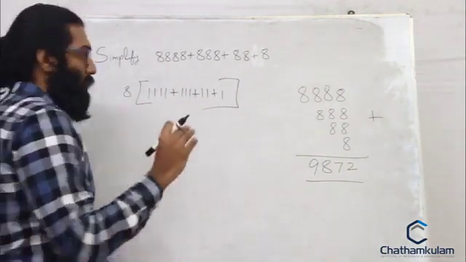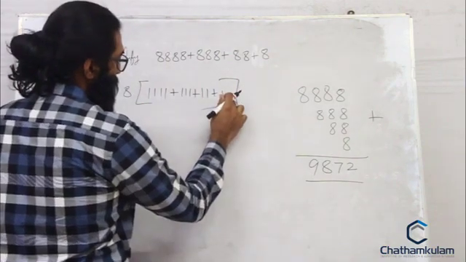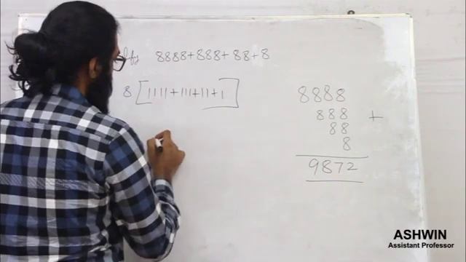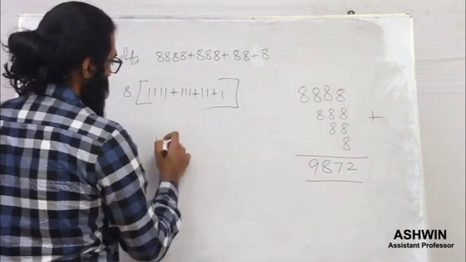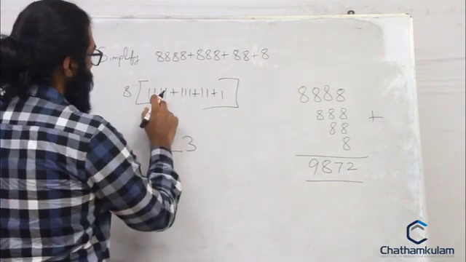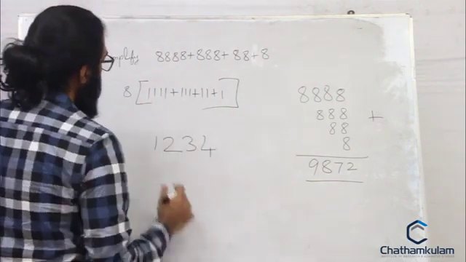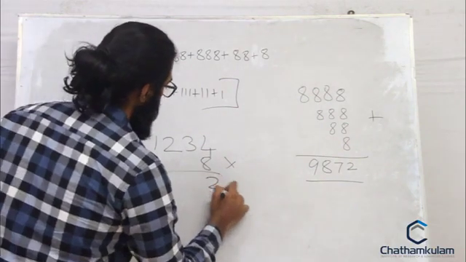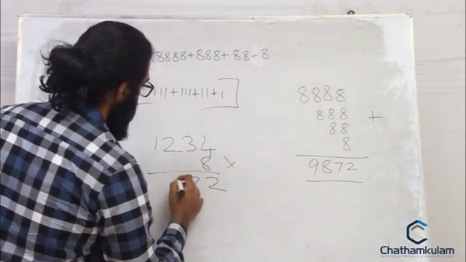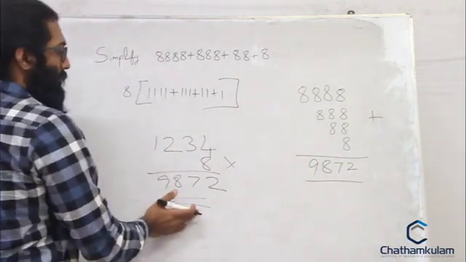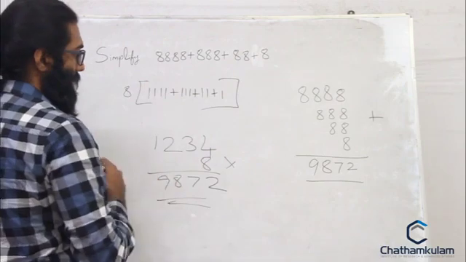So I will give you a tip. If the digits have only 1 one, we write 1. For 2 ones we write 2. For 3 ones we write 3, and 4 ones we write 4, and we multiply by 8 and we get the answer as 2, 7, 8, 9. So this is same as this, right? So let's take another example.